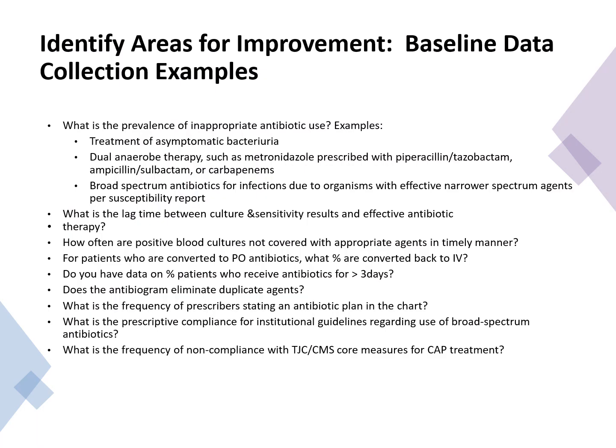How to identify the areas for improvement. Basic data collection examples include: what is the prevalence of inappropriate antibiotic usage, for example treatment of asymptomatic bacteriuria or dual anaerobic therapy, among others? What is the lag time between culture sensitivity and effective therapy? How often are positive blood cultures not covered with therapeutic agents? For patients who are converted to oral antibiotics, what is the percentage of conversion? Do we have data on the percentage of patients who receive antibiotics for more than 3 days and other such areas for improvement?